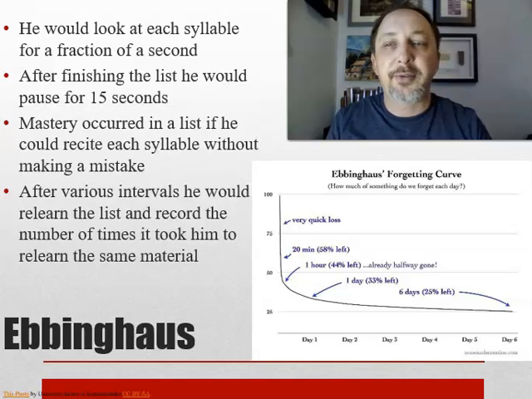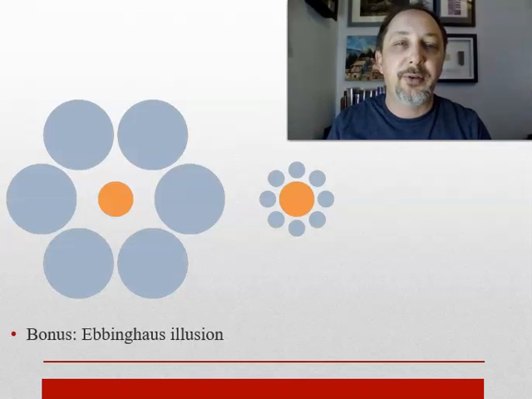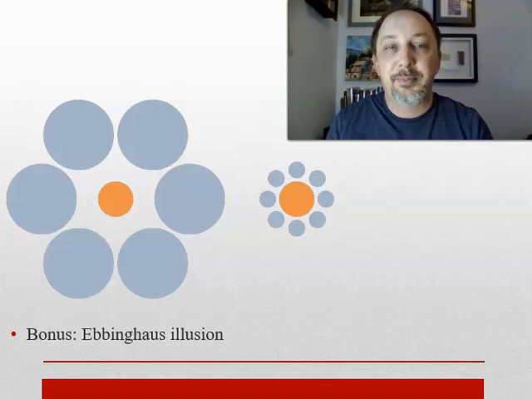Ebbinghaus also did some interesting things, and you know we look at things like vision and perception, and the Ebbinghaus illusion is part of this. Those two orange circles are exactly the same size, and if you don't believe me, pause and measure them directly on the screen. Even knowing they're the same size, they don't appear to be the same size.